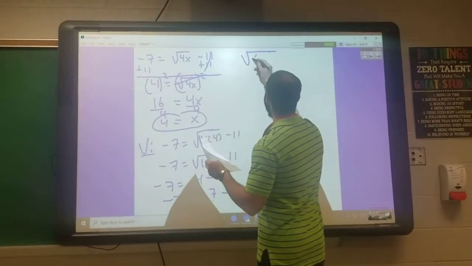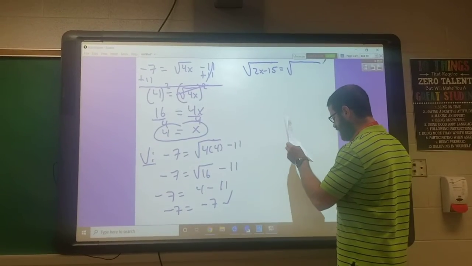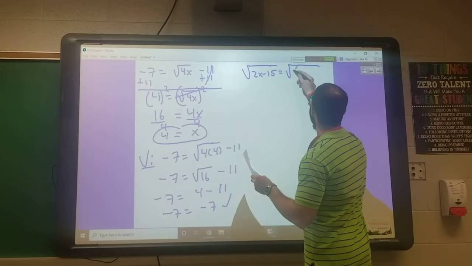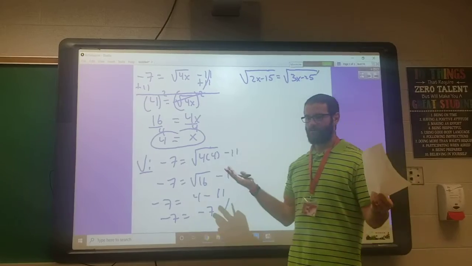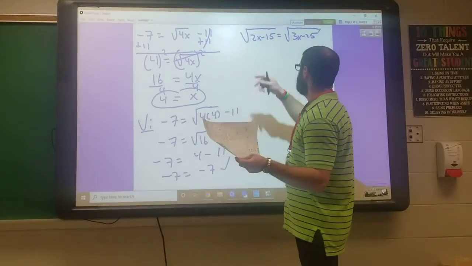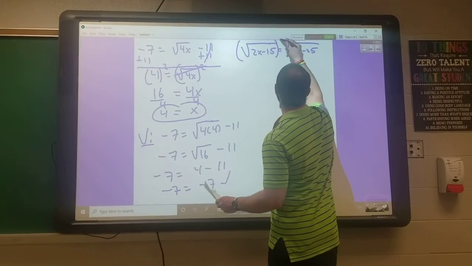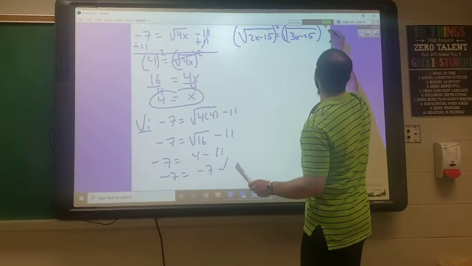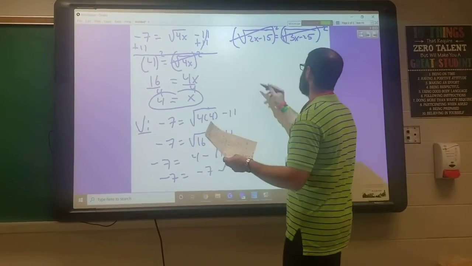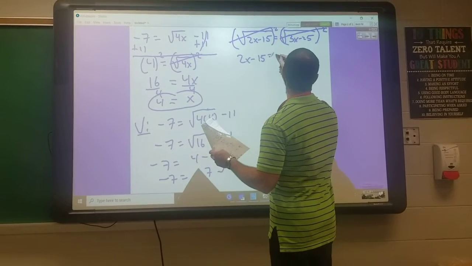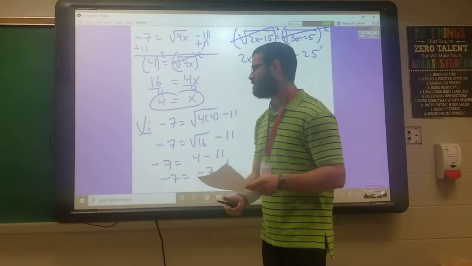So I will have square root of 2x minus 15 on the left equals square root of 3x minus 25 on the right side. Again, just like the other one that had the square roots on both sides, they're already by themselves, so I want to go ahead and square both sides to get rid of them. Squared, squared, again, square roots, they go bye-bye, right? So I got 2x minus 15 equals 3x minus 25. Again, a linear equation, something we should be familiar with solving.